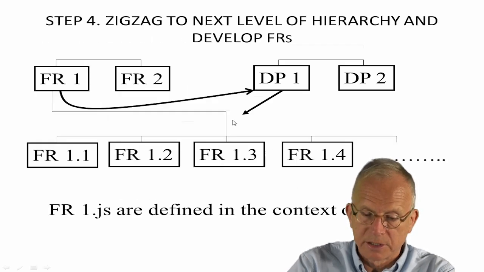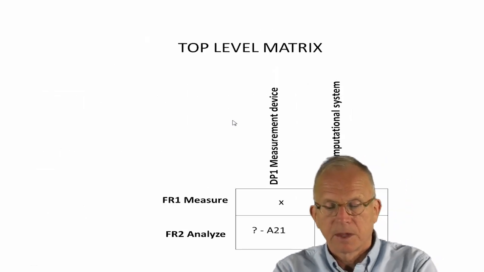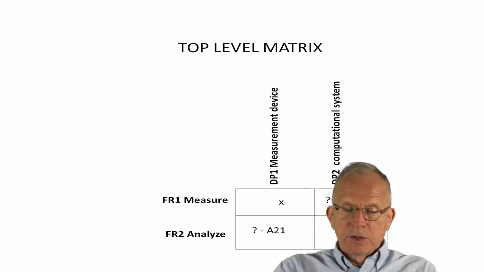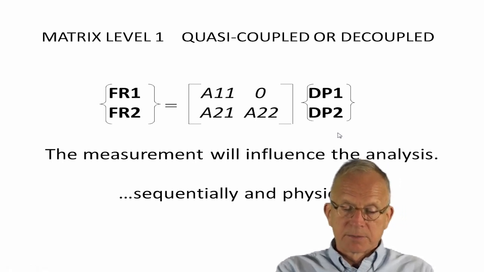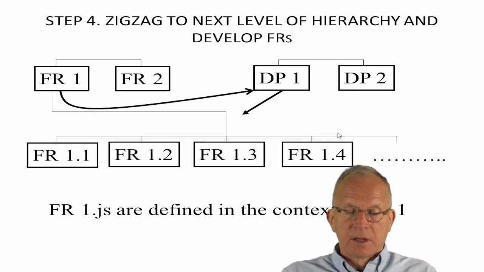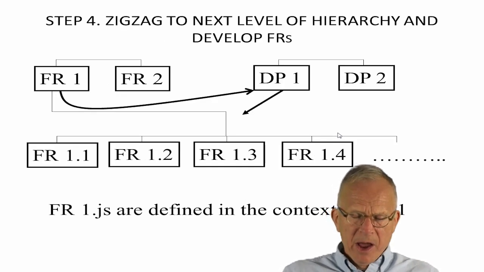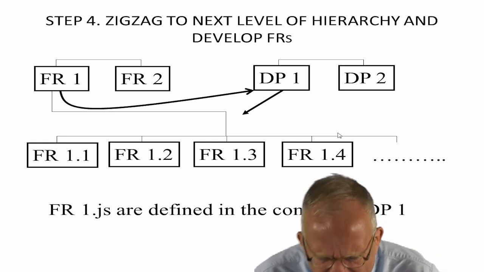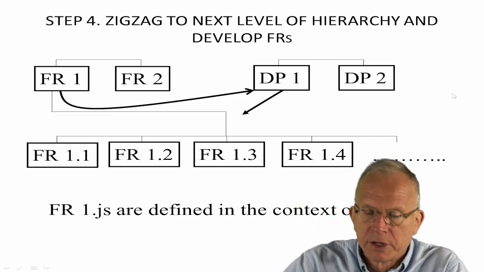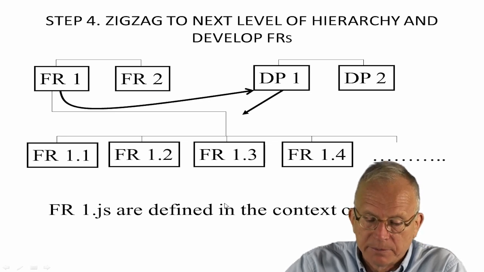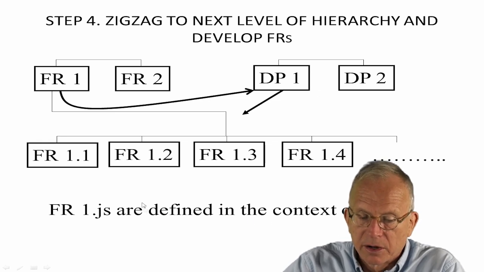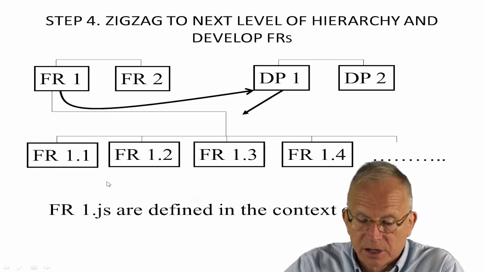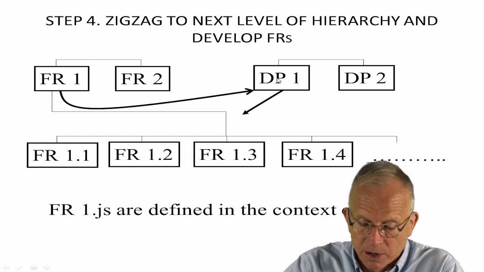And what it tells us is that we have to do the measurement device before we do the computational system. So the measurement will influence the analysis, both sequentially and physically. But this is the way the zigzag goes. And so we're going to look at FR1 and DP1, and we're going to look at this branch. So they are the FR1s, these are defined in the context of DP1.